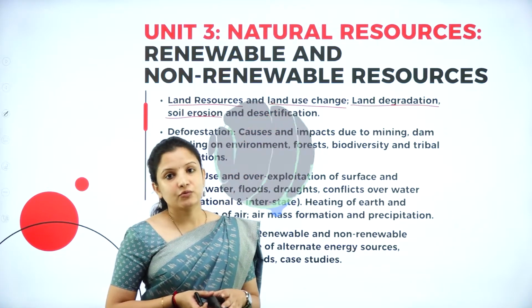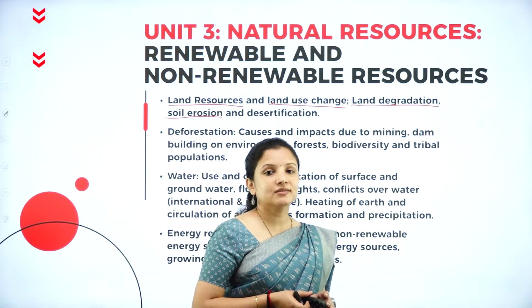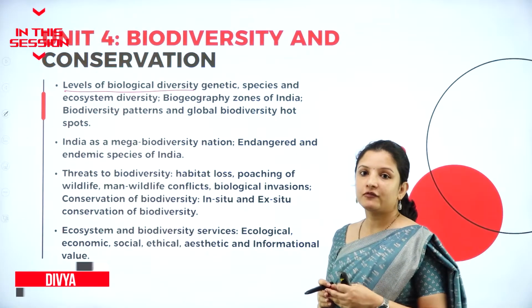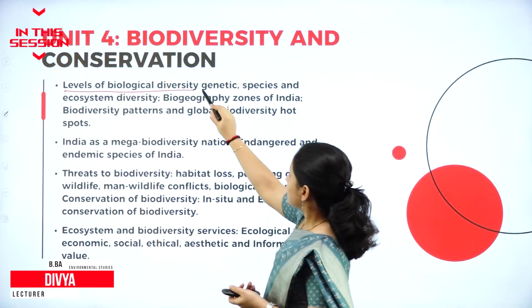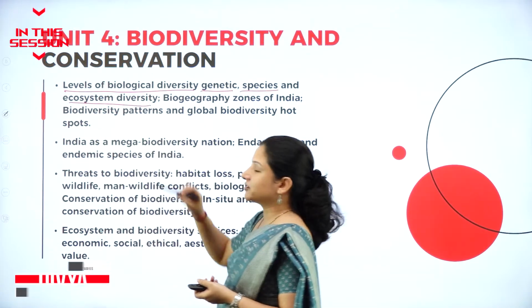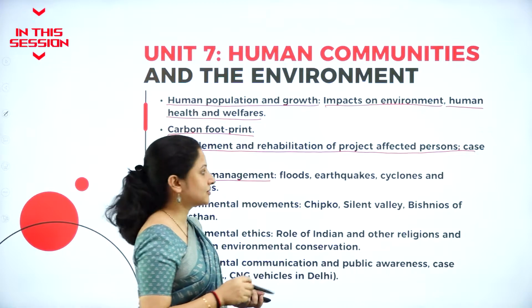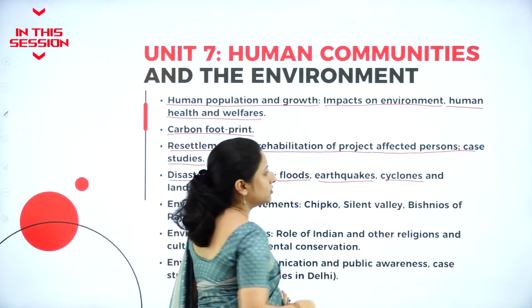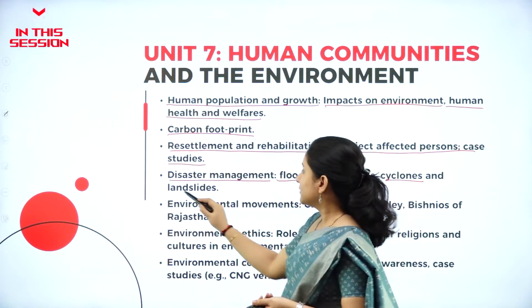So soil erosion is one of the important factors that is seen especially during the rainy seasons, wherein there is 3 levels of biodiversity: genetic diversity, species diversity and ecosystem diversity. How to manage disasters such as floods, earthquakes, cyclones and also the landslide.